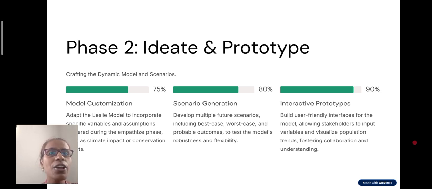The next thing is the interactive prototypes. In that case, we are going to build user-friendly interfaces for the model, which allow the stakeholders to input the variables and visualize the population trends. So that is 90% done.